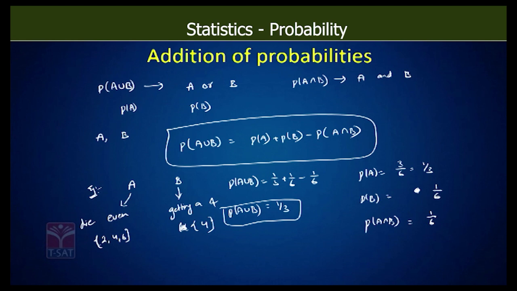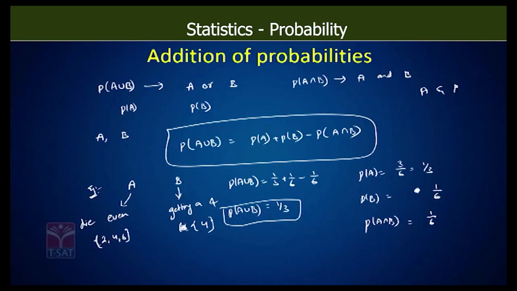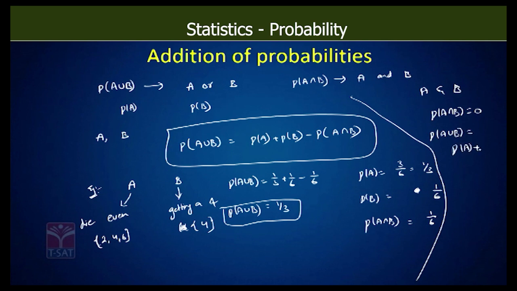Now, probability of occurrence of A or B is 1 by 3. See here, when our events A and B are mutually disjoint sets, అంటే A కి B కి అసలు సంబంధం లేదనమాట. సో అలాంటి కేసులో మనకి A intersection B will become 0. Then our probability of occurrence of A or B will be equal to probability of occurrence of A plus probability of occurrence of B అవుతుంది.